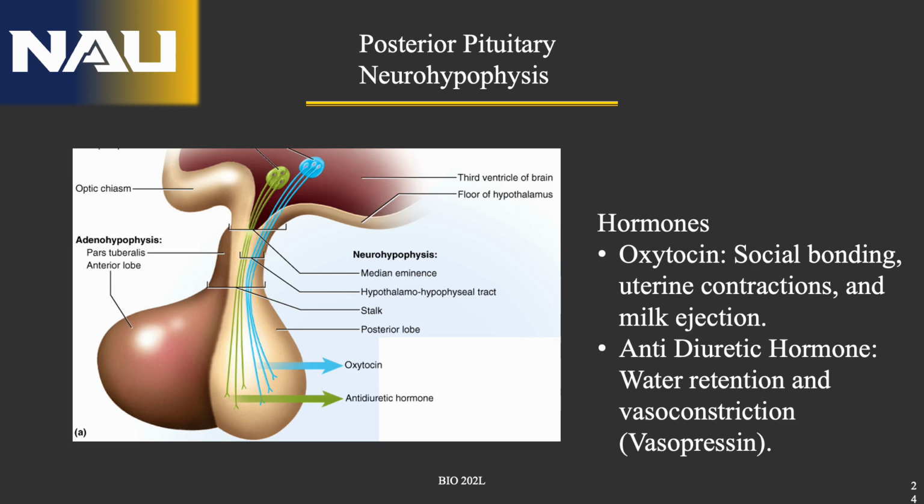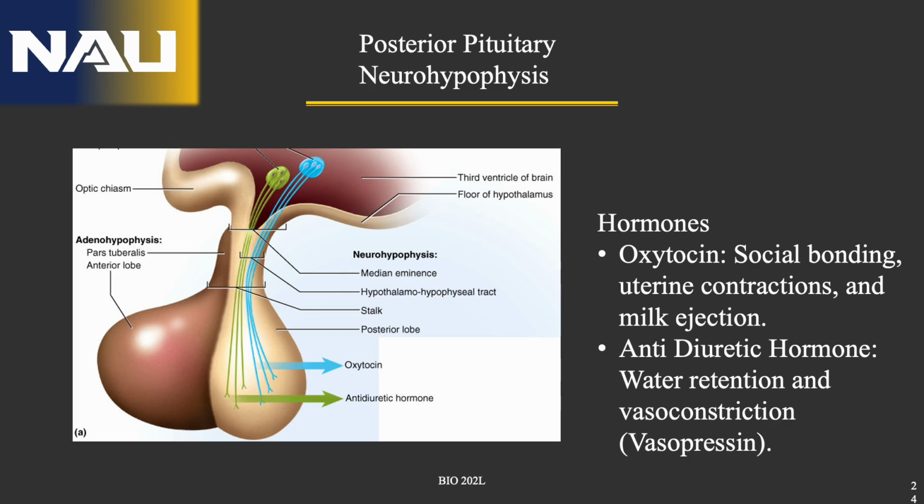Another major difference is the neuroendocrine cells extend all the way down into the neurohypophysis. Thus, the two hormones, oxytocin and ADH, are produced in the hypothalamus and released from the posterior pituitary. Oxytocin plays a crucial role in childbirth by stimulating uterine contractions. It also facilitates milk ejection during breastfeeding. Additionally, oxytocin influences social bonding and emotional responses, contributing to behaviors such as trust and affection.